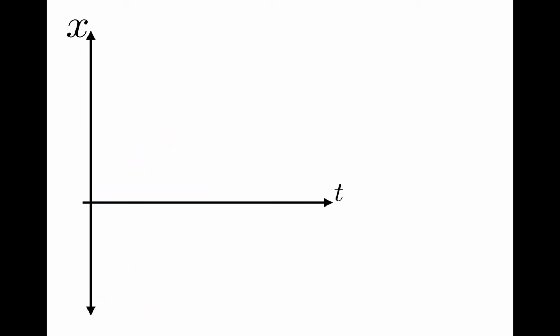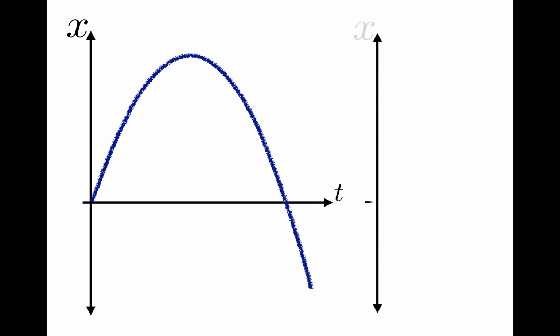Let's take a look at one more example. This one is shorter, but arguably quite a bit more important, so stay with me. Here's a new plot of position versus time, and this one is an inverted parabola. This is an important plot because this kind of motion is quite common.